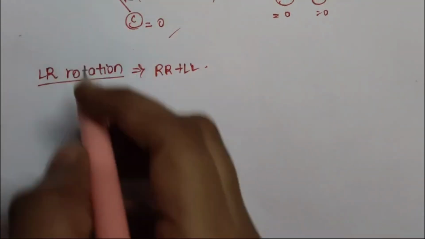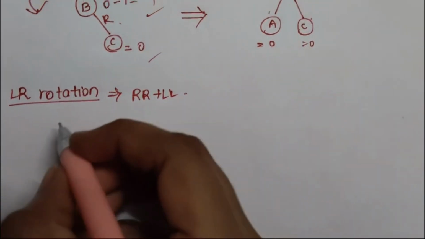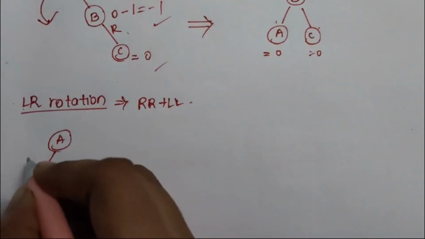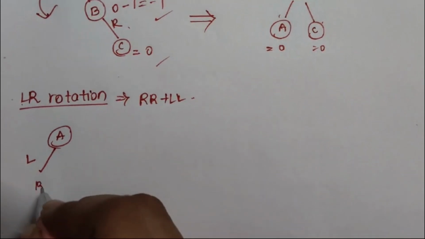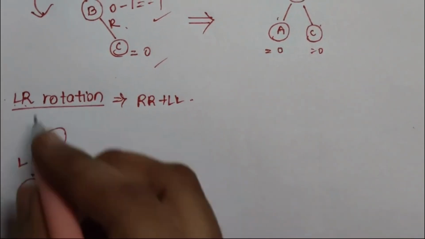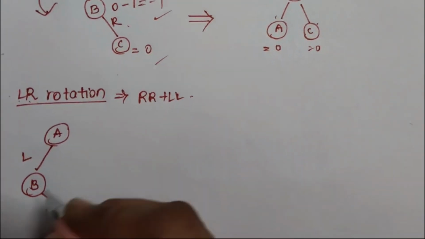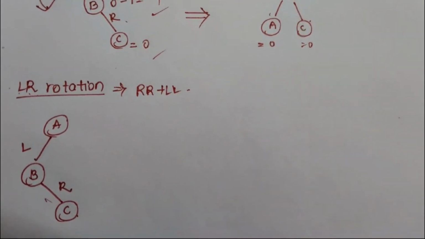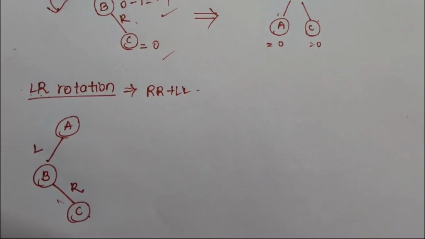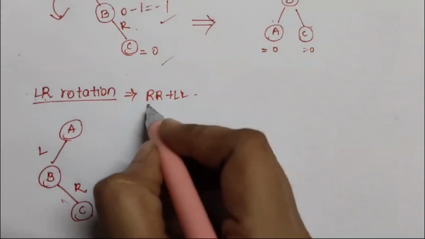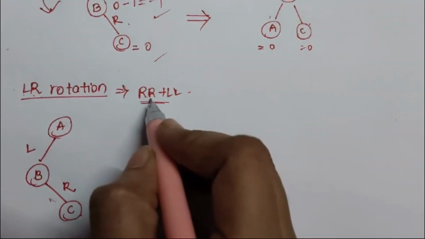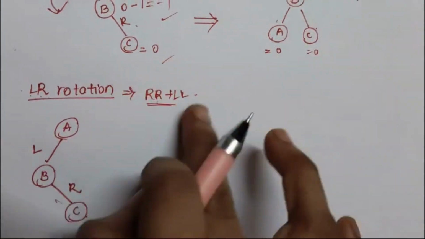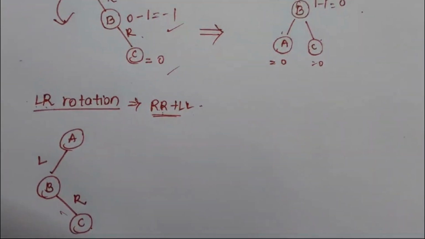Next let's see LR rotation. LR rotation means take a node. First one is left, so on the left side we need to draw a node B. Next, the right side, so R. I will tell you a trick to remember this. Basically, we have a formula like right rotation plus left rotation. We need to follow this. But let's see the trick here.